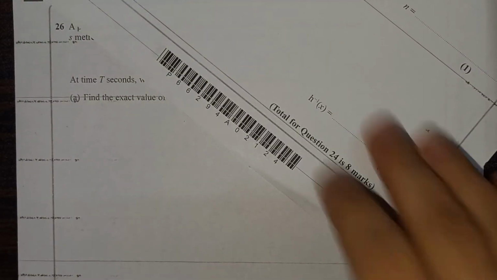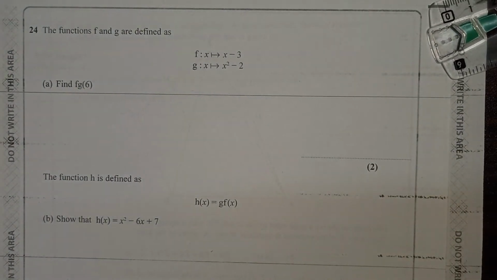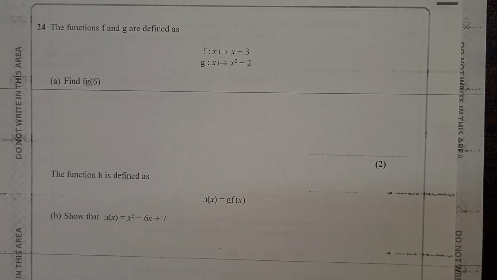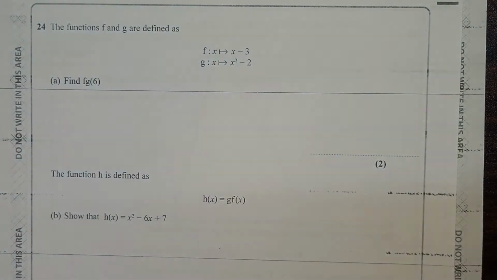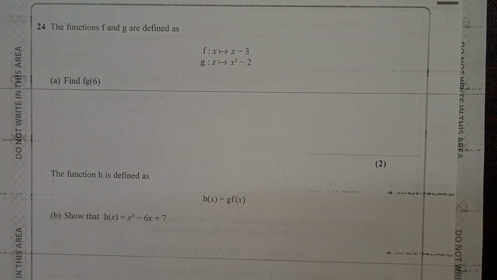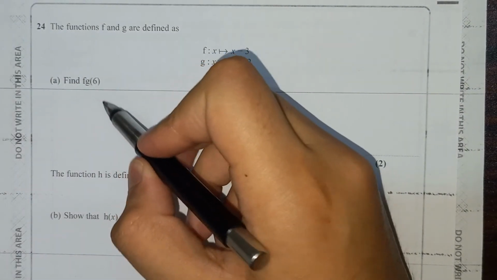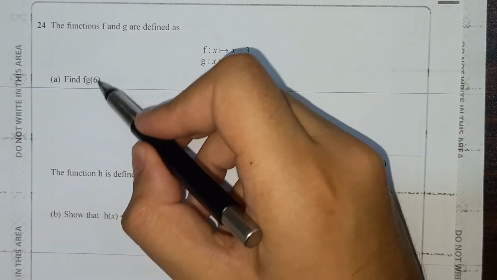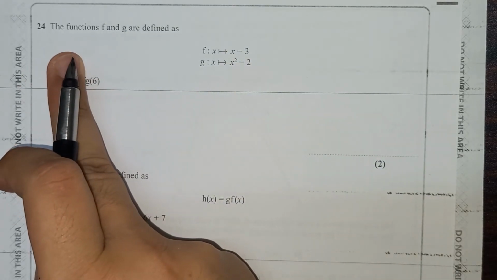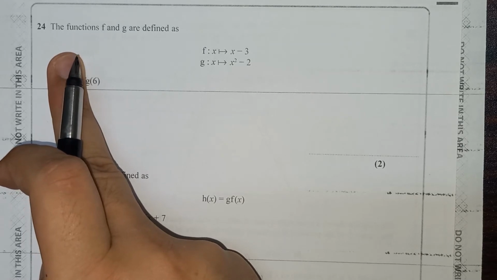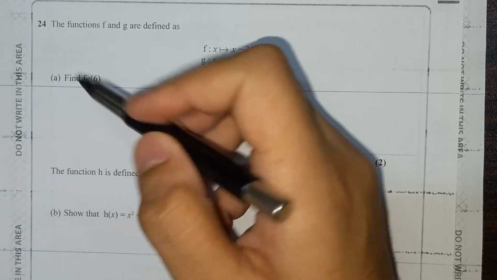Okay, moving on to question number 24. The functions f and g are defined as given. Find fg6. Now to do this, you need to divide this into two parts. First, make it g6, remove the f first. Calculate g6, and then the value of g6 you put in the f function.